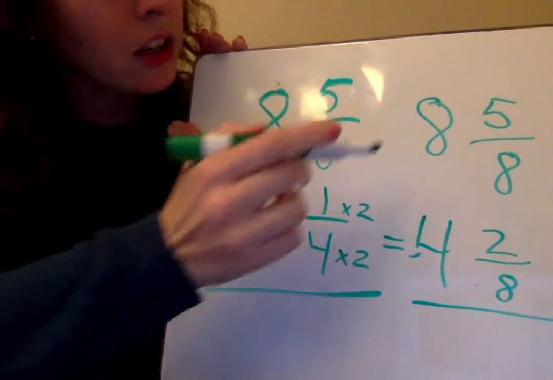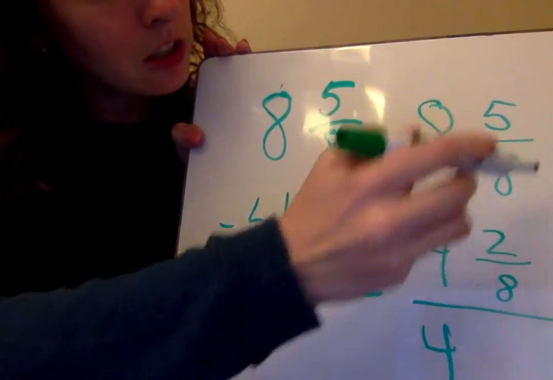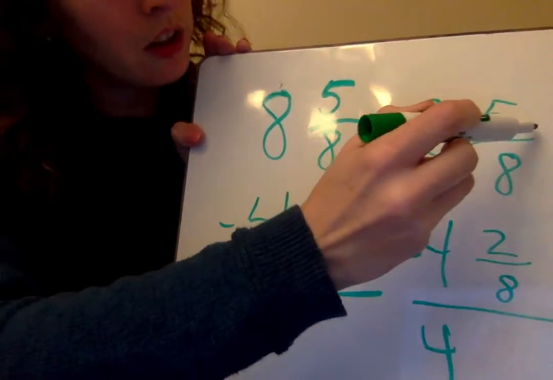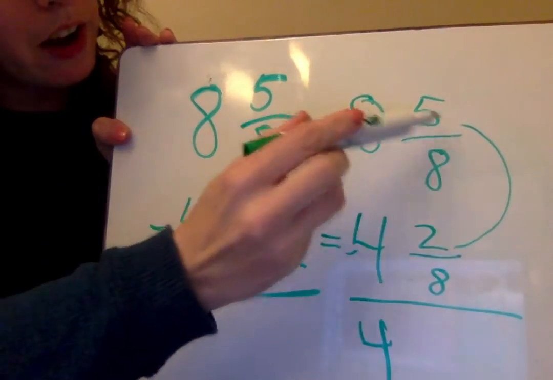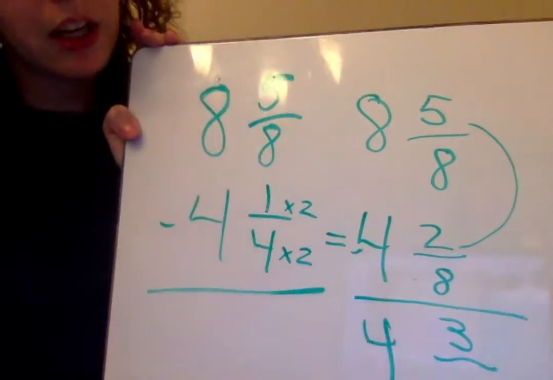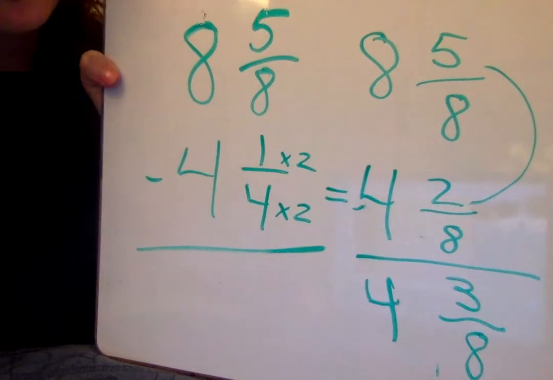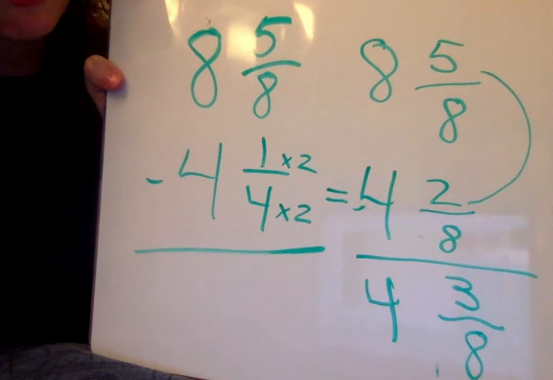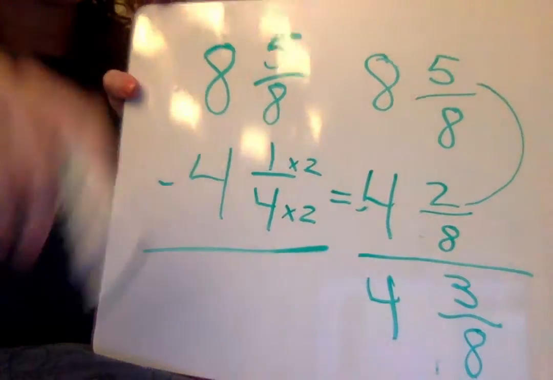And now you just subtract. 8 minus 4 is 4. 5 minus 2, because remember, you're just subtracting those numerators. Can you see that? 5 minus 2 is 3. And your denominator is going to be 8, because that's what we just found. So that answer was 4 and 3/8. That's for A.